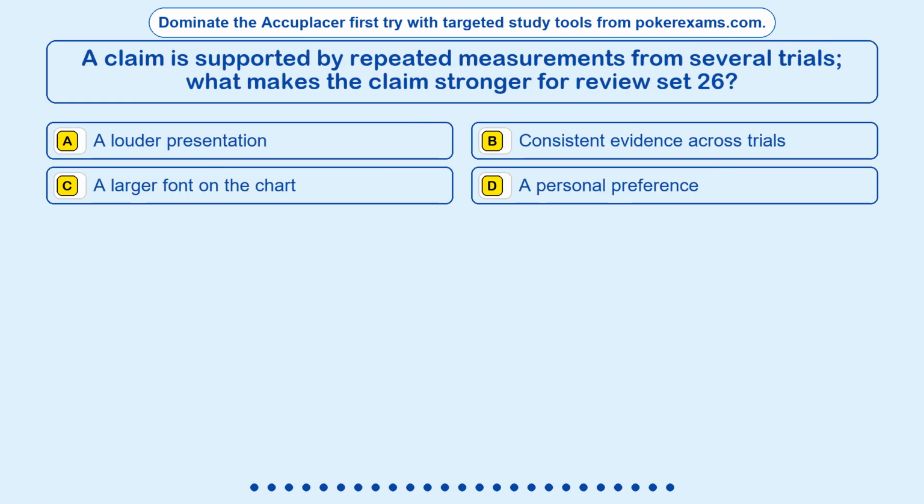Question 25. A claim is supported by repeated measurements from several trials. What makes the claim stronger for review set 26? Option A, a louder presentation. Option B, consistent evidence across trials. Option C, a larger font on the chart. Option D, a personal preference.